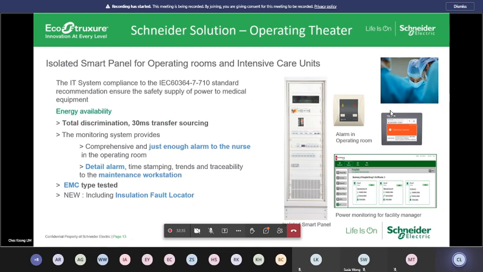But definitely in Schneider, we do have a solution that addresses the requirement of the IEC standard. And this panel in itself is what we call an isolated panel. If a small fault is detected within the operating theater, be it during an operation or otherwise, this panel will be able to isolate it, but it will not cut off the power to the environment itself, to ensure that the operation or procedure carries on. So this is what we call an isolated smart panel. This is one of the solutions that we do have.